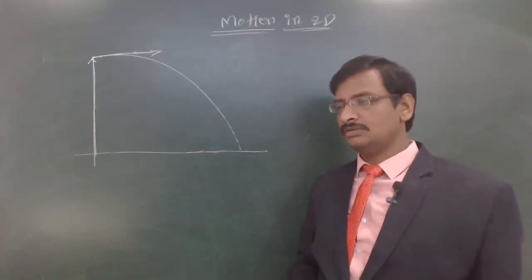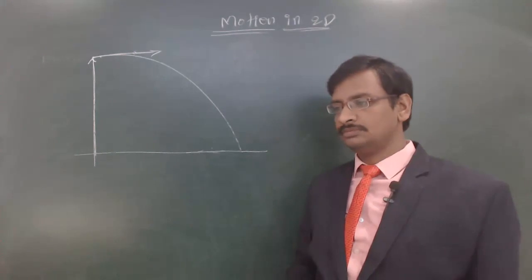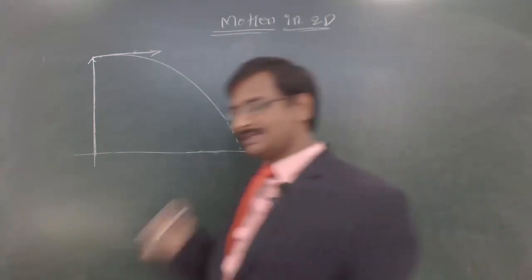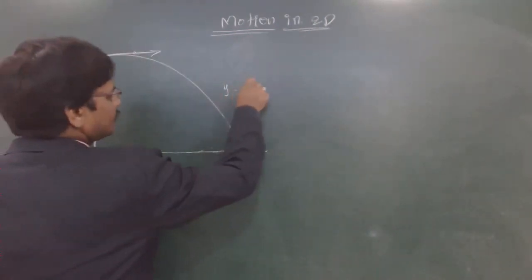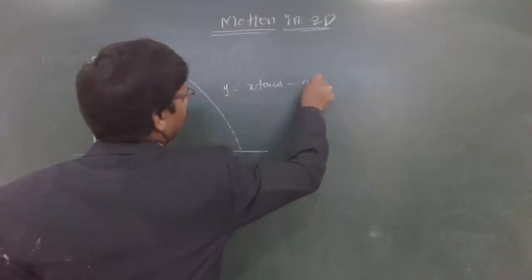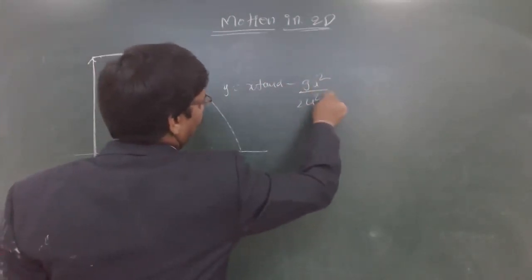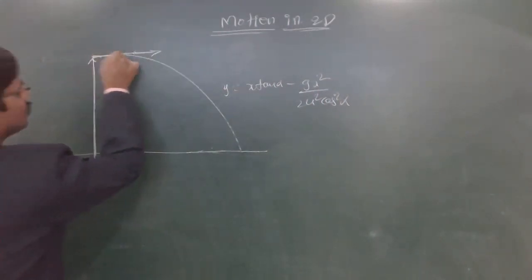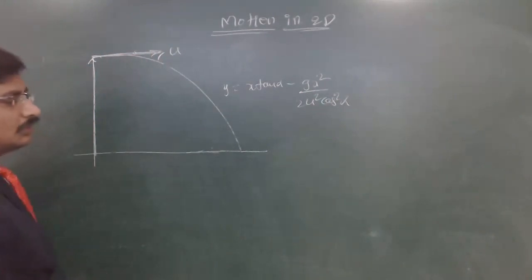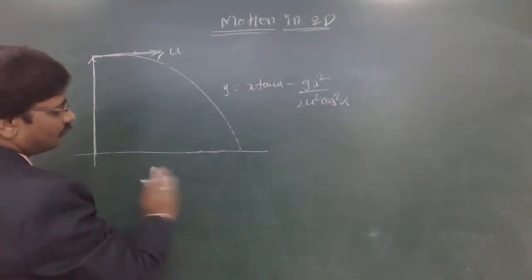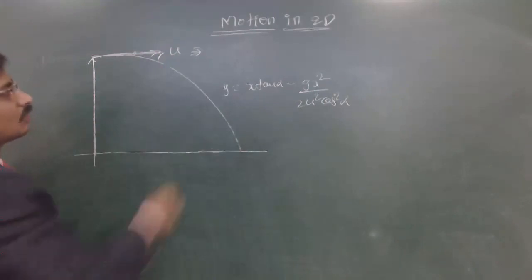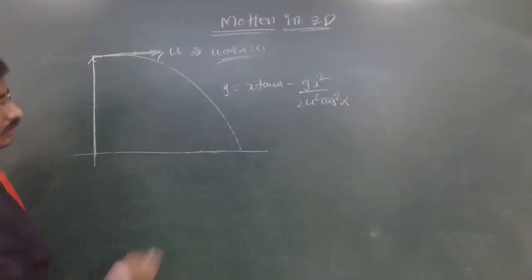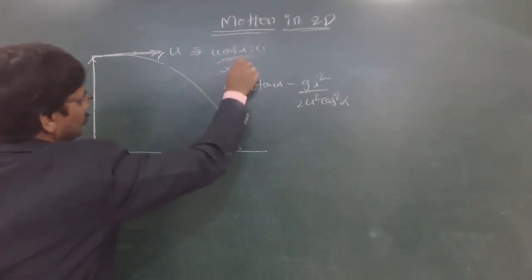Any answer? Okay. So here also it will be a parabola which obeys the same rule. y is equal to x tan alpha minus g x square by 2 u square cos square alpha, and it obeys the same equation. But here it is thrown horizontally with a velocity of u, then u cos alpha equal to u. That means cos alpha equal to 1, then alpha equal to 0.